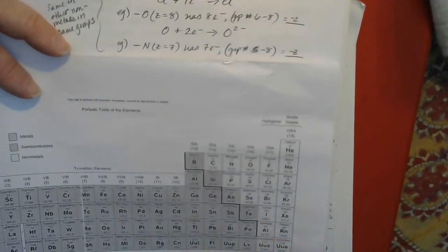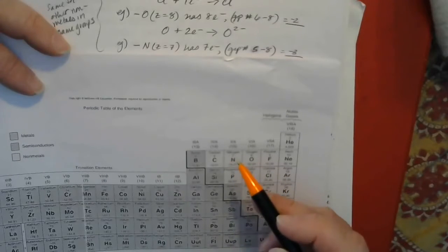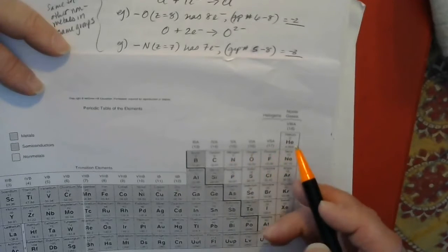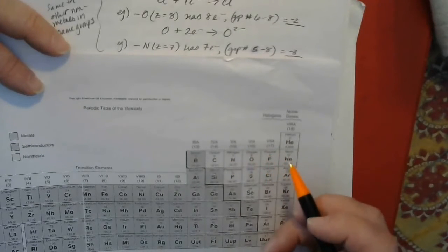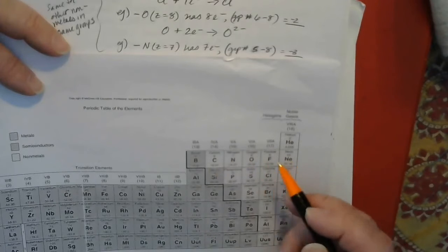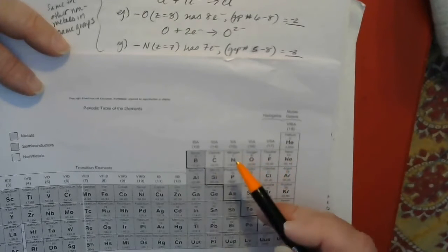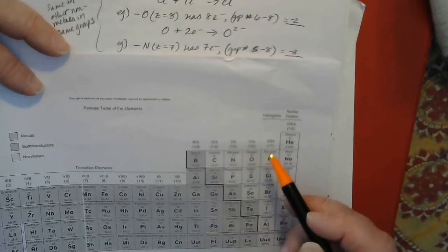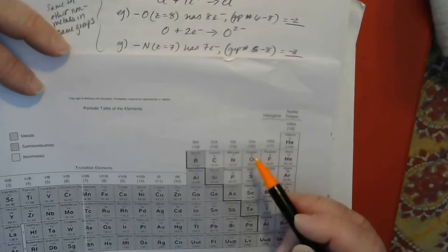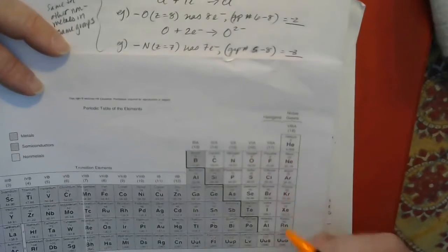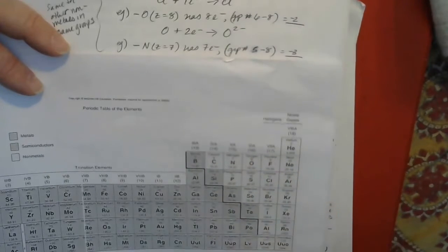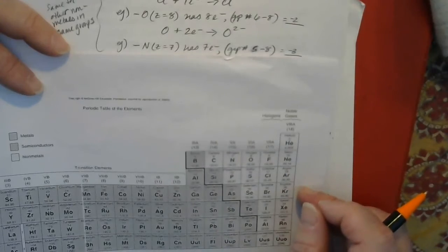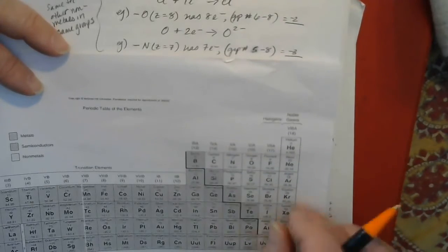So you can tell for a nonmetal, the number of electrons it'll gain is the number of spaces you have to jump to the right in order to get to the next noble gas in the periodic table. So from nitrogen, you have to jump 1, 2, 3 spaces. So nitrogen is going to gain 1, 2, 3 electrons. And therefore, the ion will have a -3 charge for nitrogen.